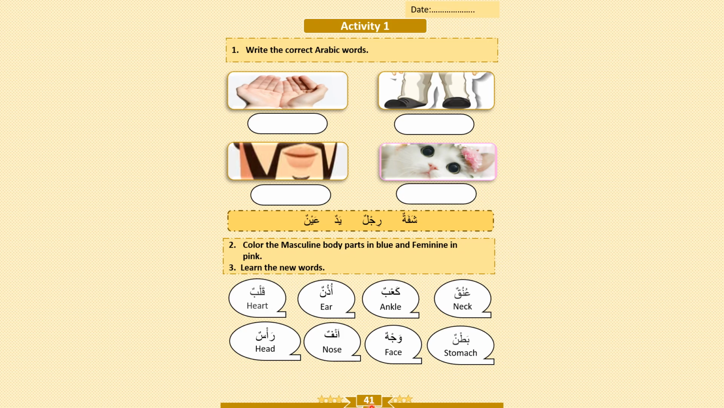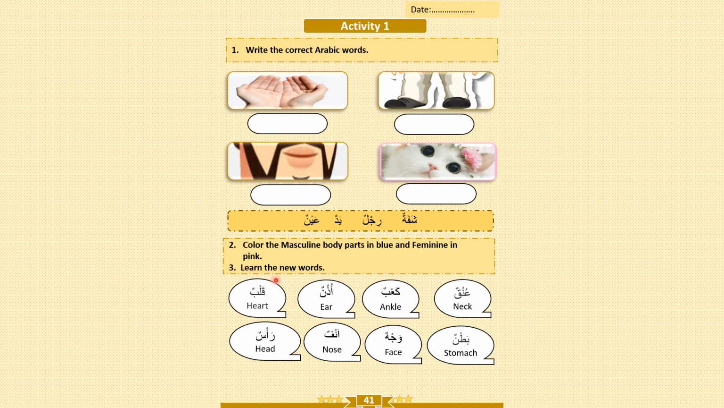Moving on to page 41, the activity number 1, write the correct Arabic words. Here in the middle are the Arabic words, so you must fill in the correct answer looking at the picture. Which Arabic word will fit into the appropriate picture? If you cannot write Arabic for whatever reason, then do write the transliteration. Moving on to number 2, color the masculine body parts in blue and feminine in pink. Whatever is going to be body parts in pairs will be feminine pink, and whatever are body parts not in pairs will be the blue color.